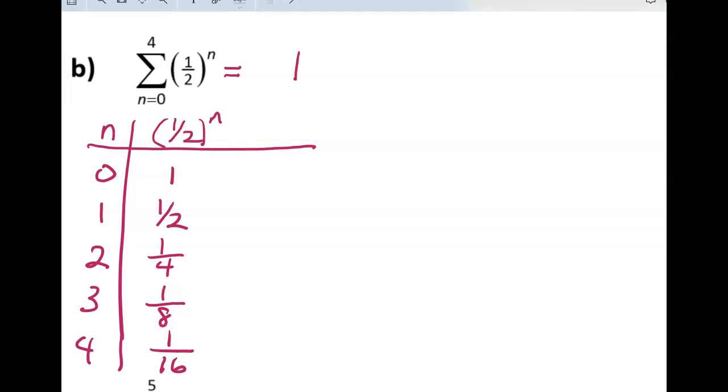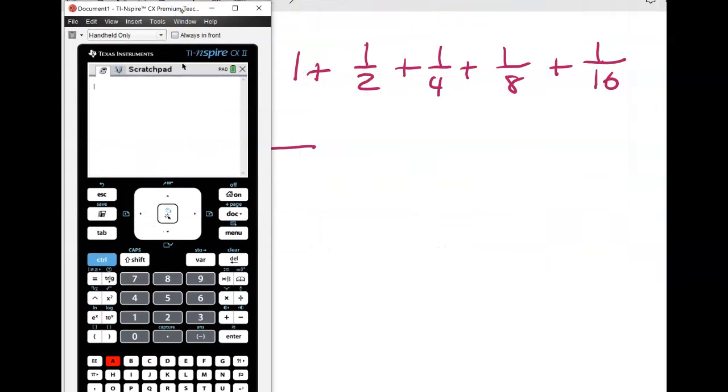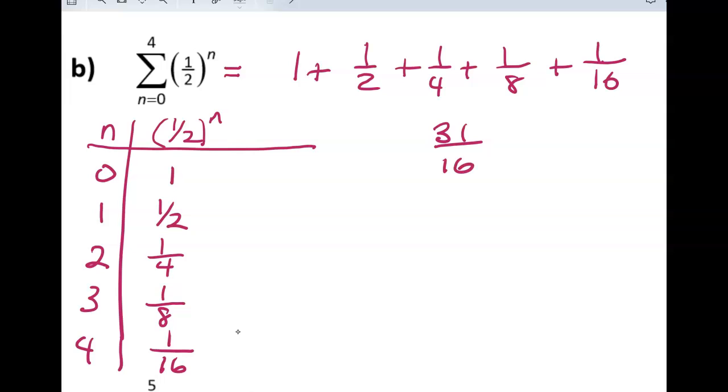So now we're just going to simply add these together. 1 plus 1/2 plus 1/4 plus 1/8 plus 1/16. And if you like, you can just use your calculator to add these terms together. So 1 plus 1/2 plus 1/4 plus 1/8 plus 1/16, and that's 31/16. You'll have your calculator for this entire unit.